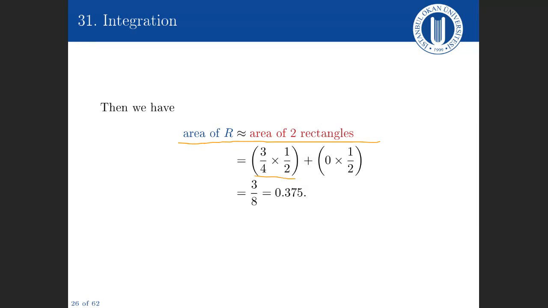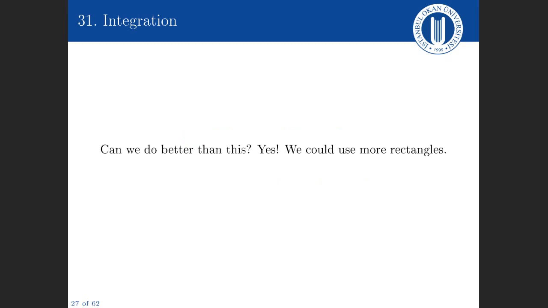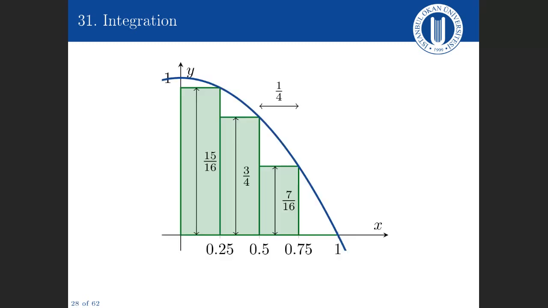The left-hand box had width a half and height 3/4, so the area of the left box is 3/4 multiplied by half. And the right-hand box had height 0 and width a half, so area 0. We're saying that the area of R is approximately equal to 3/8 or 0.375. Can we do better than this? The answer is yes. We could use more rectangles.